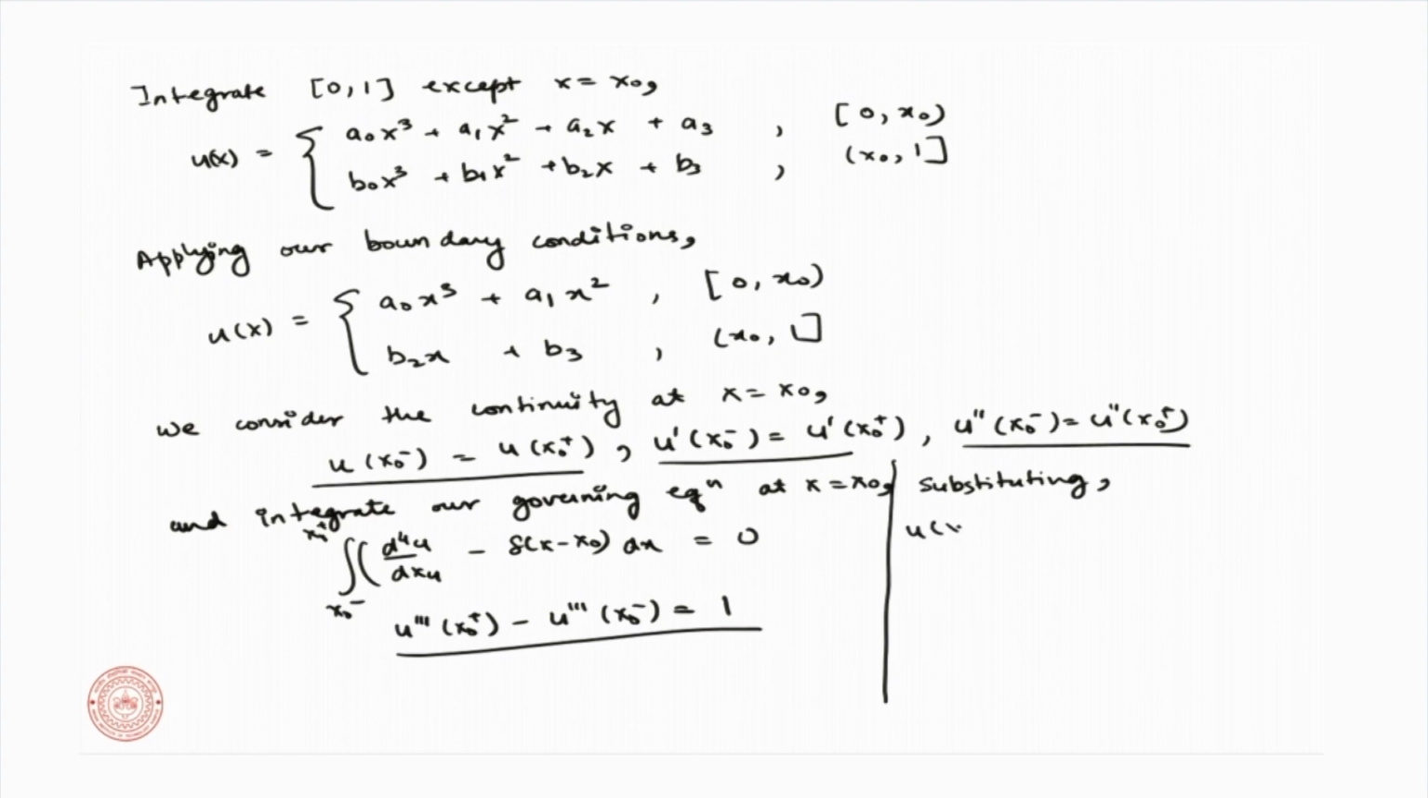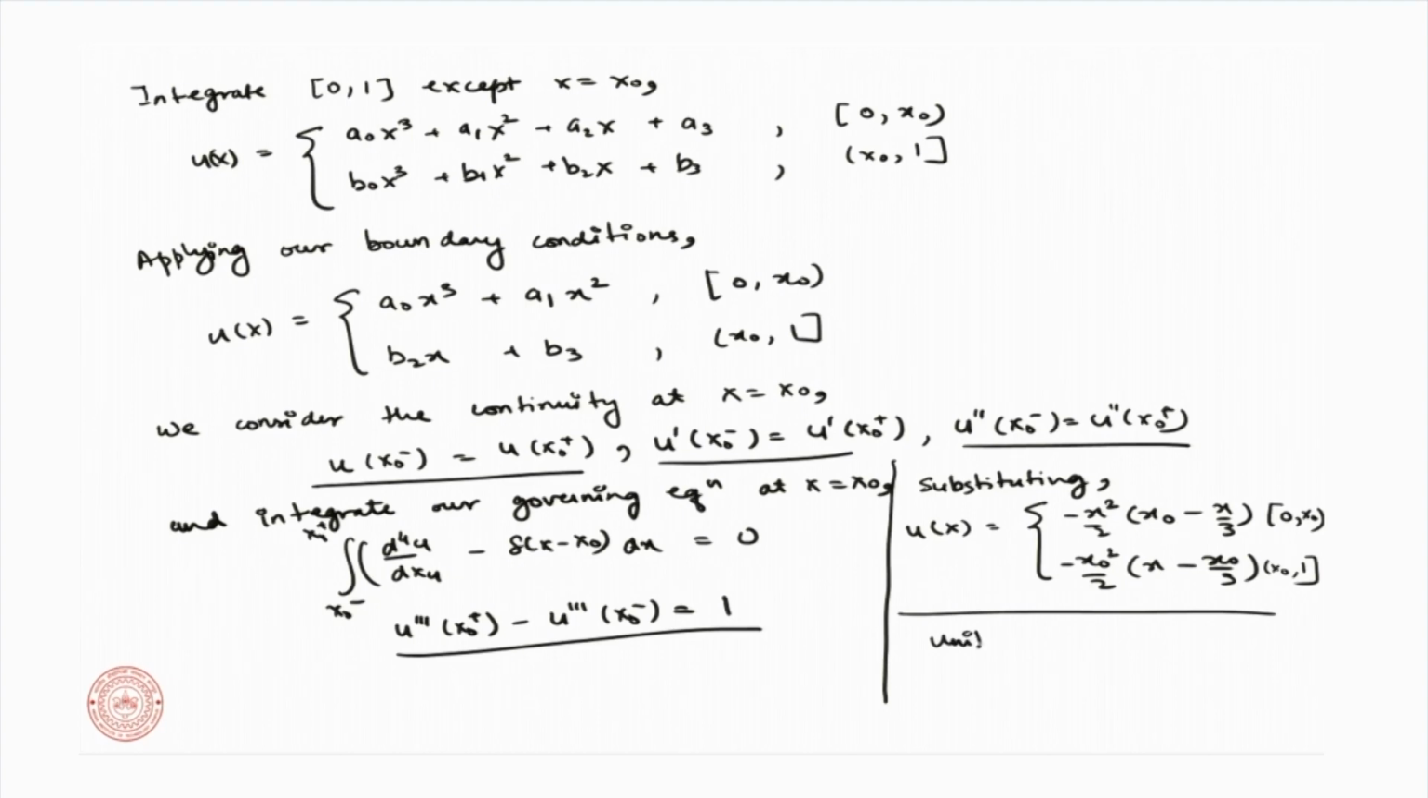We can get u of x therefore, equals minus x squared over 2 x naught minus x by 3 and minus x naught squared over 2 x minus x naught by 3. This is from the domain of 0 to x naught, this is from the domain of x naught to 1. Okay. So, this is what we have for u of x. We are considering a unit point load at x equals x naught.